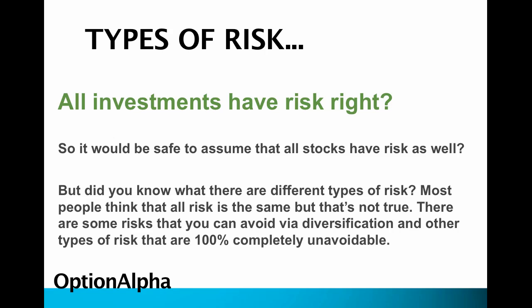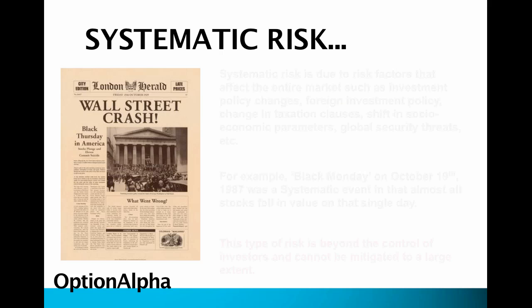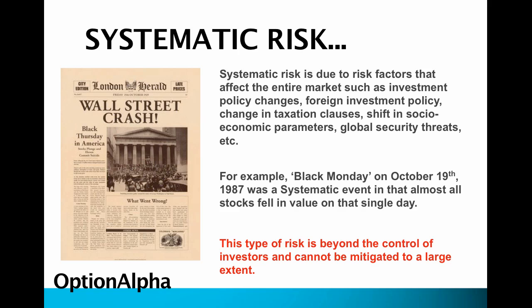I bet you didn't hear anyone say that recently, that you can completely have a risk that is 100% unavoidable, meaning you can't hedge it, you can't get rid of it, it's always there. So that is systematic risk. Systematic risk is due to risk factors that affect the entire market, such as investment policy changes, foreign investment policy, taxation, shift in social economic parameters, global security threats, etc.